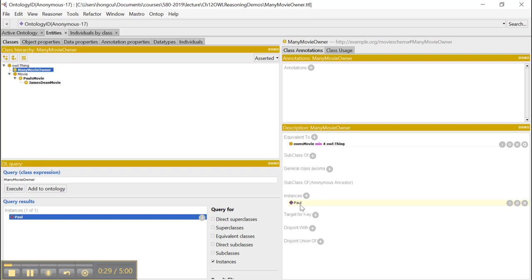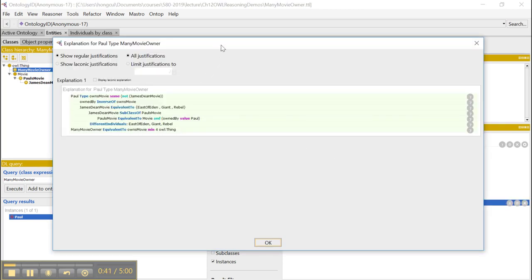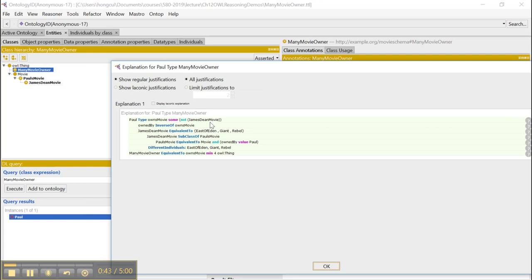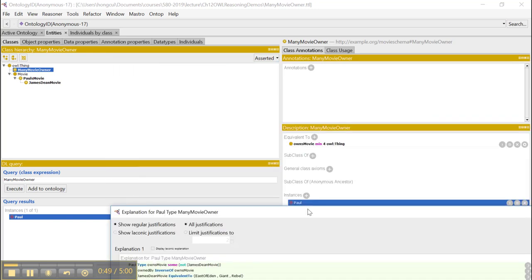So we see that Paul is classified as an instance. Now Paul is a direct instance under many movie owner. So it is shown here. Click on this little question mark. It tells us all the facts, all the assertions that we have made that were used to reach the conclusion that Paul is a many movie owner.